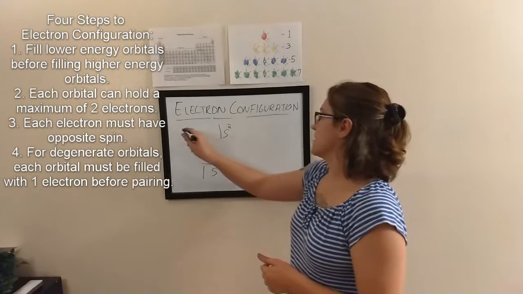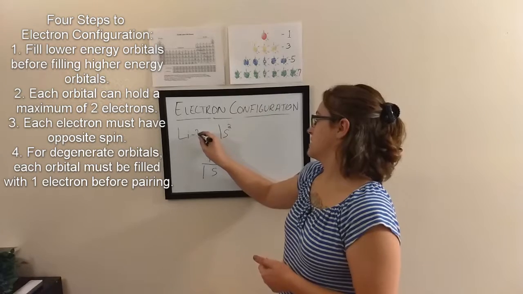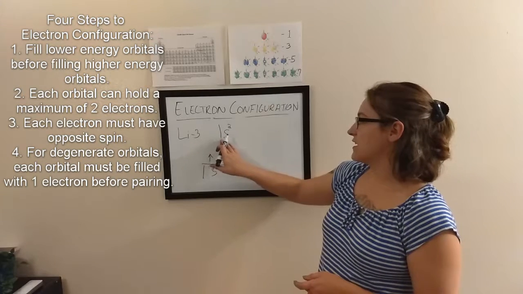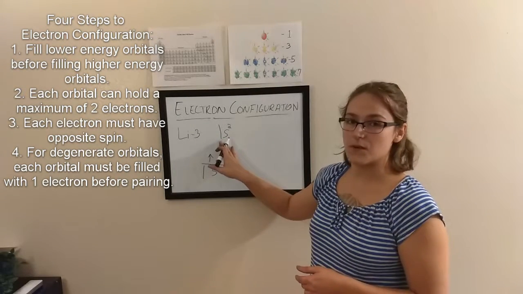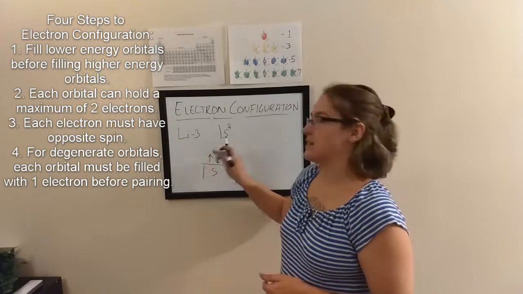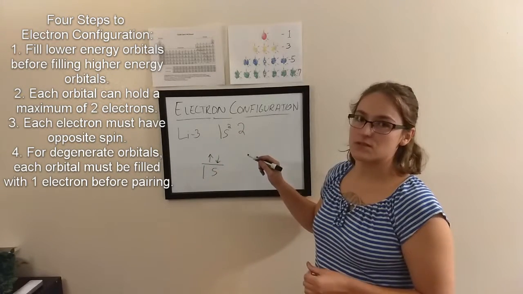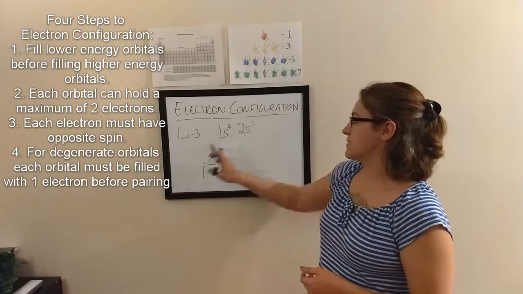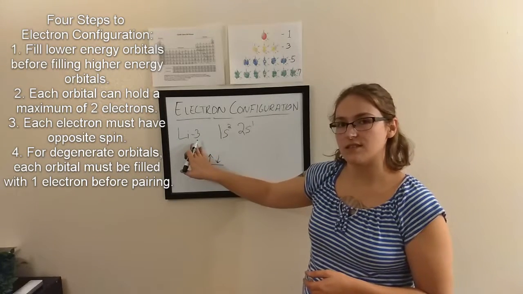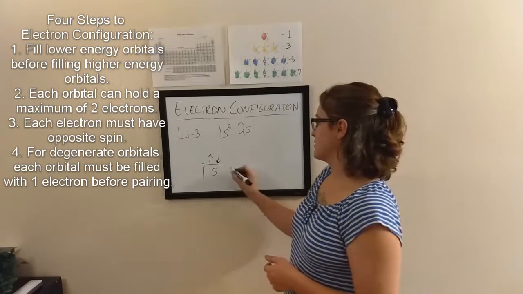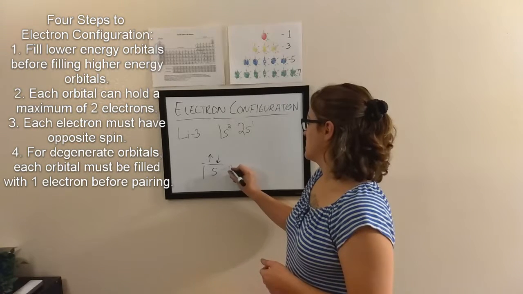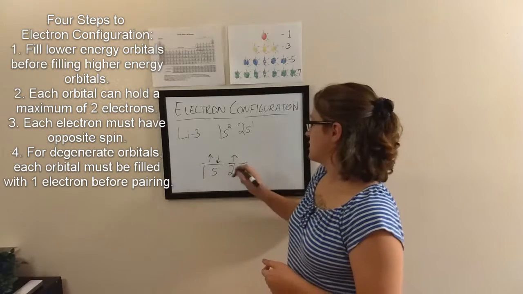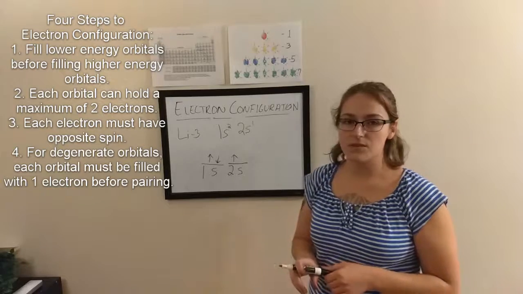Now, the next element, lithium, has 3 electrons. So 1s is already full, so we go on to the next principal energy level of 2, and we start with the lowest energy orbital, which is s, and this would be 1. So 2 plus 1 is 3, which is the number of electrons that lithium has. Now, the orbital diagram of lithium would look like this.